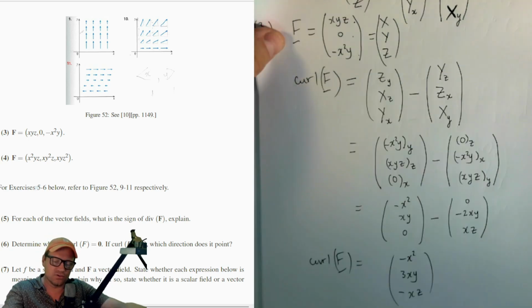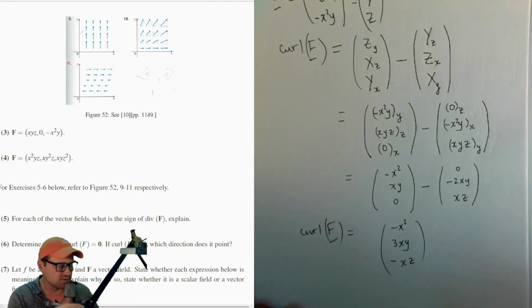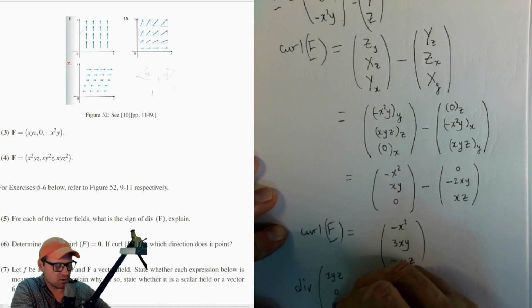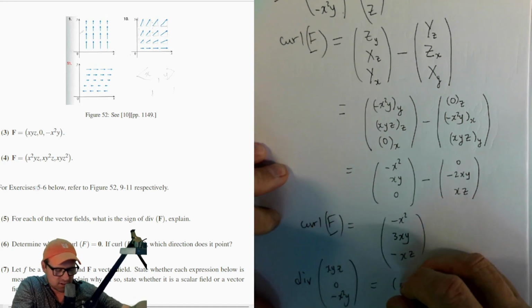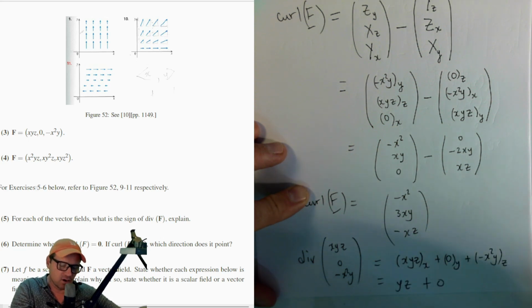All right, so now let's do div of F for the vector field in question 3. So div of x y z, 0, minus x squared y is the sum of the partial derivatives. So we have yz plus 0 plus 0, which is just yz.